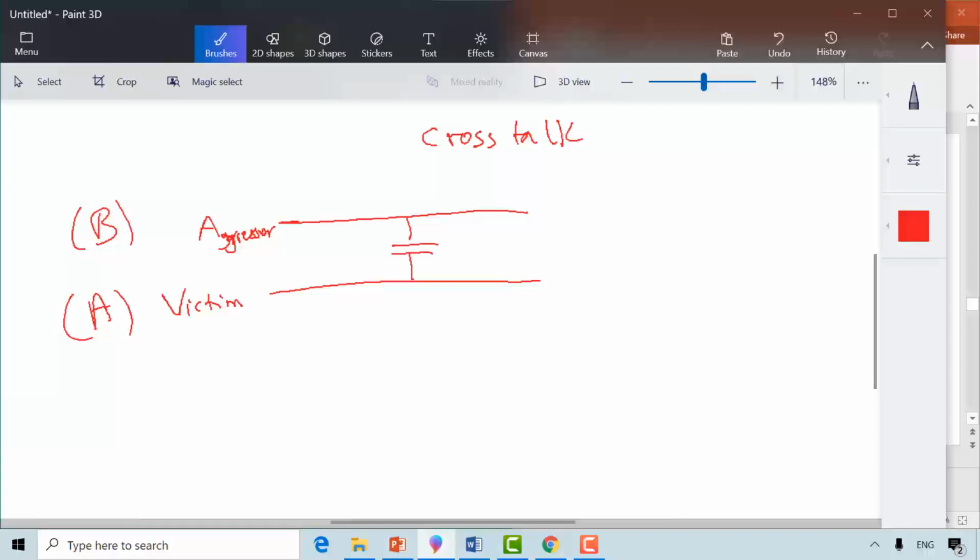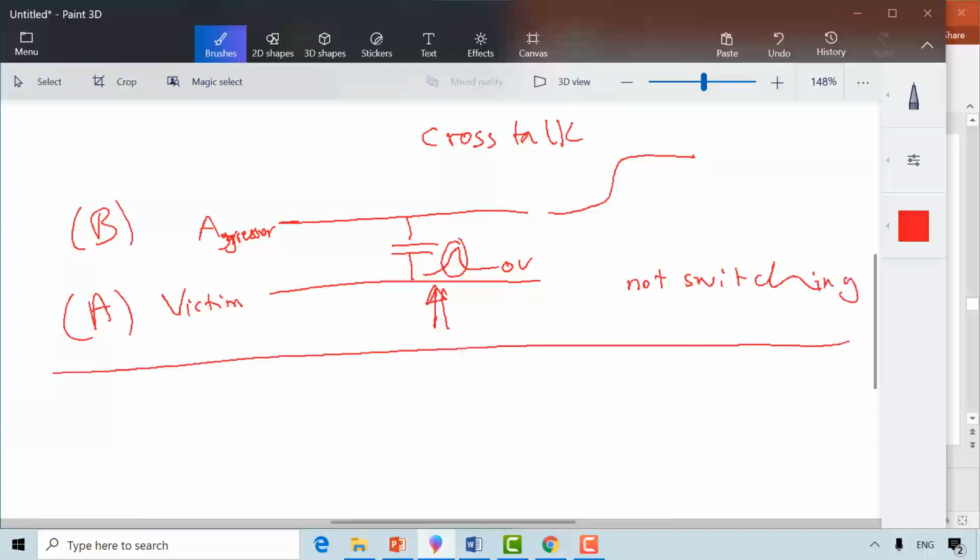Between the two of them, there is a capacitance, and we will look at two scenarios. The first scenario is that the victim wire is not switching, and the aggressor is switching. What we notice is that a pulse will be introduced in the victim wire. This wire is supposed to have 0 volt, but this pulse comes from the switching of the neighboring wire, the aggressor, the noisy neighbor. Of course, this is undesirable and unwanted. So the victim wire here is not switching.